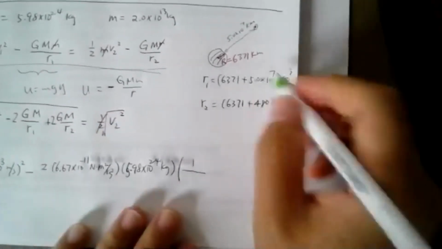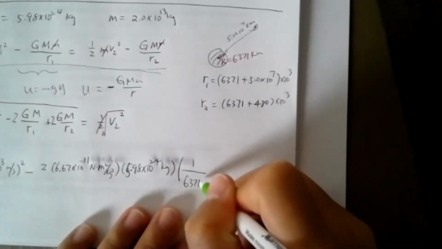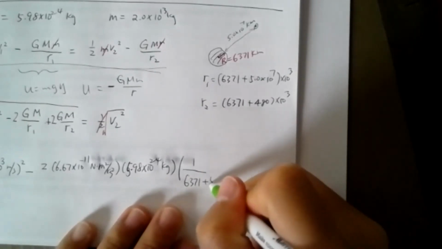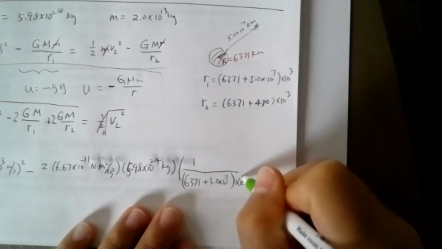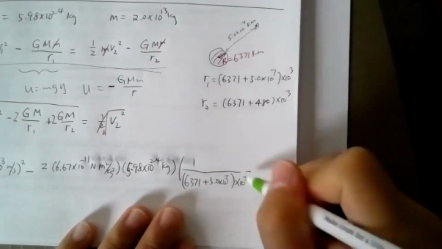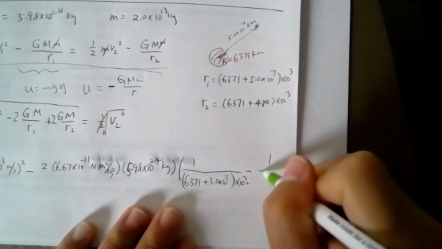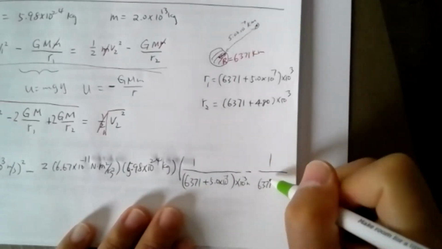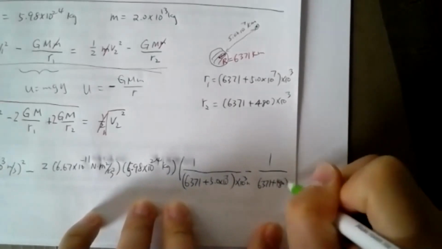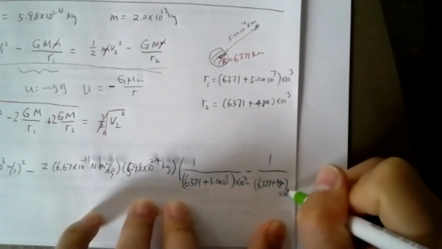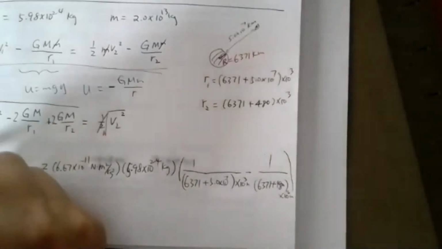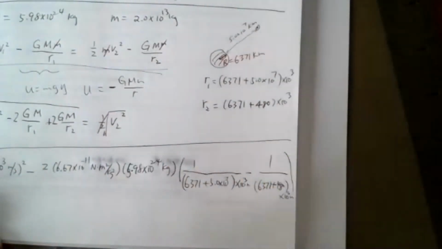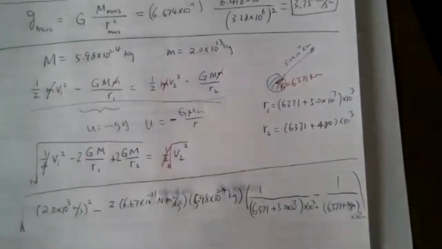So 1 over this, 6371 plus 5.0 times 10 to the 7. All big numbers here, times 10 to the 3, so this will be in meters, minus 1 over 6371 plus 480 times 10 to the third in meters. All this in the big parentheses, and then take the square root of it. So it's a giant piece there.